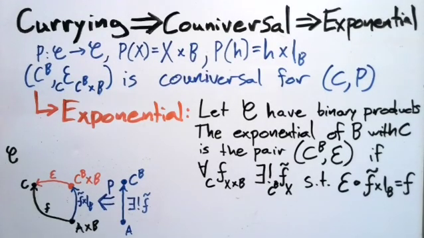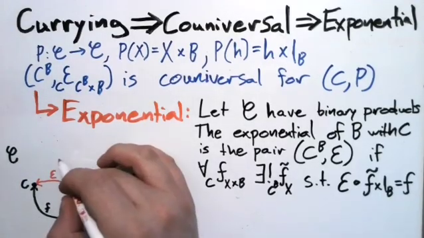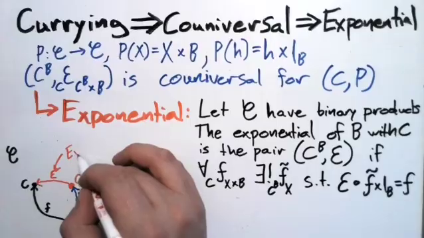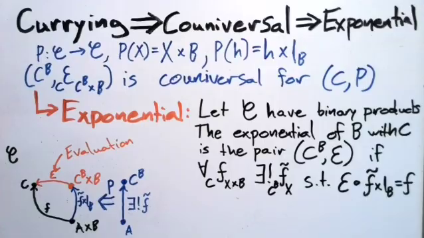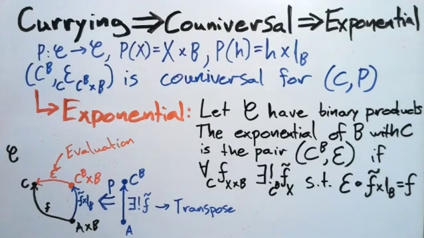But that's obviously thinking in terms of functions, because here we don't have elements or functions on elements or anything like that. So if that's the case, then we have an exponential, and we call this, as we've been calling it the whole time, the evaluation map. And this curried version of F, or F tilde that we've been talking about, we call the transpose or the exponential transpose of F.